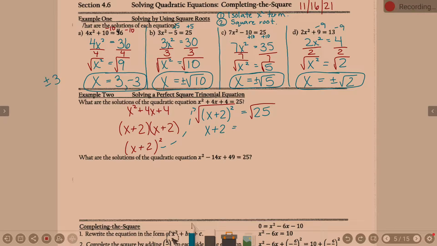What's the square root of 25? And? I'm going to write it as plus or minus 5. There's the trick. You can't forget the plus or minus there, because if you forget the plus or minus, you've just lost an answer.